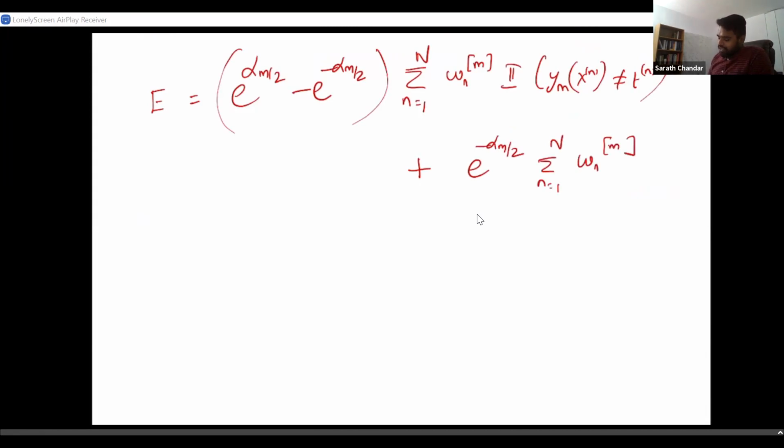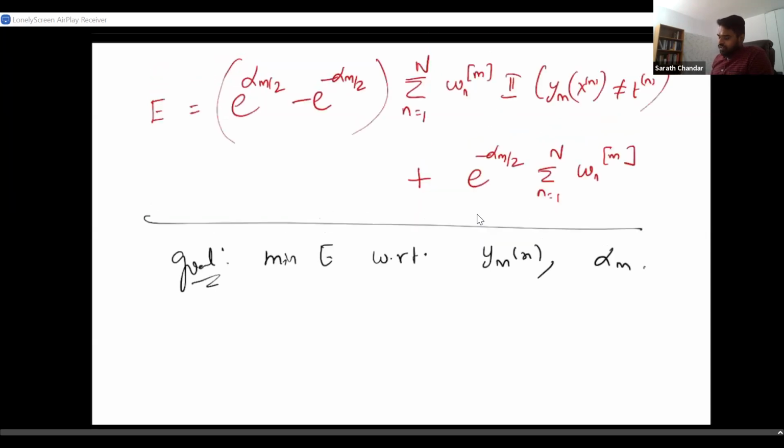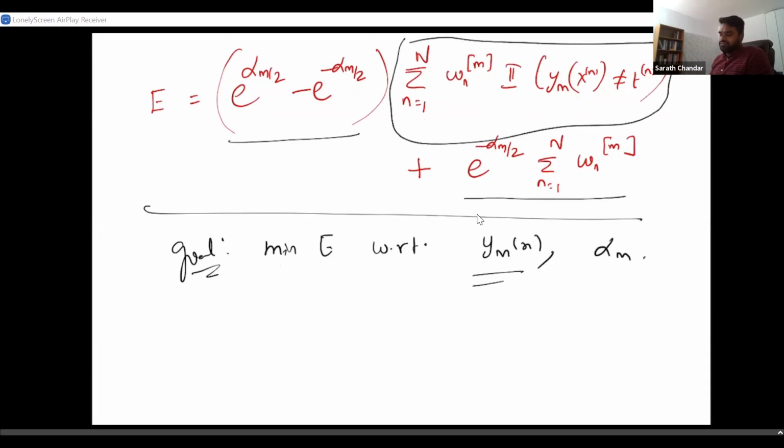Now our goal is to minimize this error function e with respect to ym of x and also with respect to alpha m. First, let's see how to do it with respect to ym of x. If you have to minimize this with respect to ym of x, then you can see that the second term doesn't contain any ym, so you can ignore it. This is a scaling constant, not useful in minimization. So all you have to do is minimize this thing. Now you see how we get the boosting algorithm.